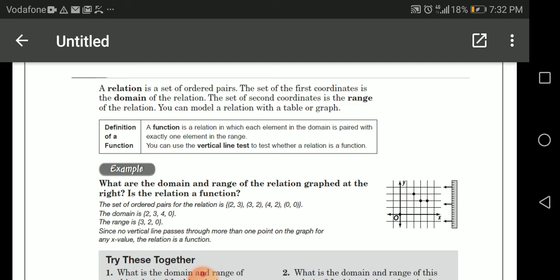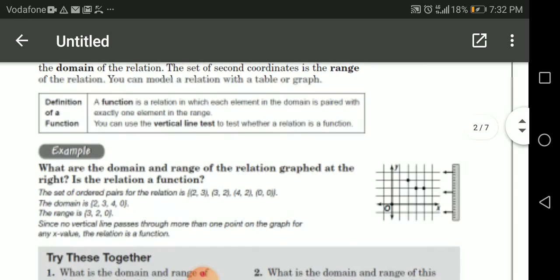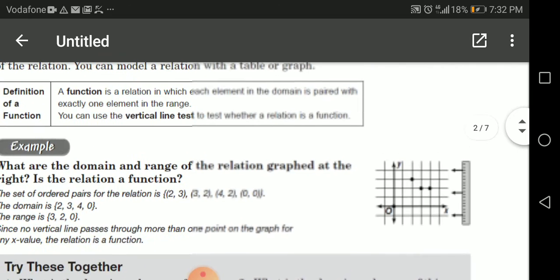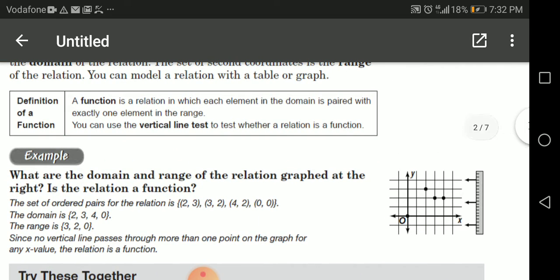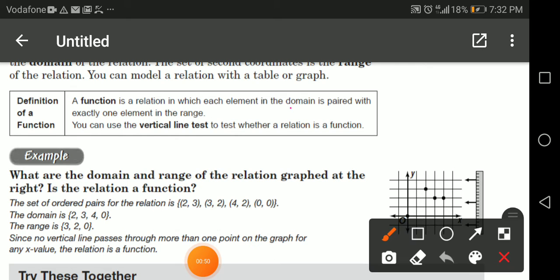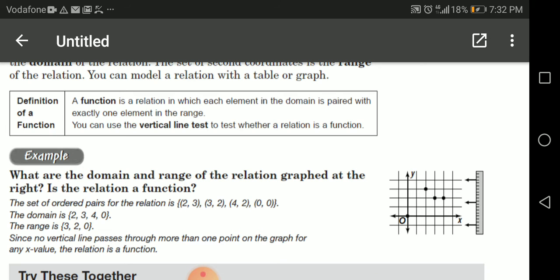Okay, let's see a table or a graph. This is our graph as you see here. The definition of a function is the relationship between each element in the domain that's paired with exactly one element in the range. Okay, guys, you can use the vertical line test to test whether a relation is a function or not.